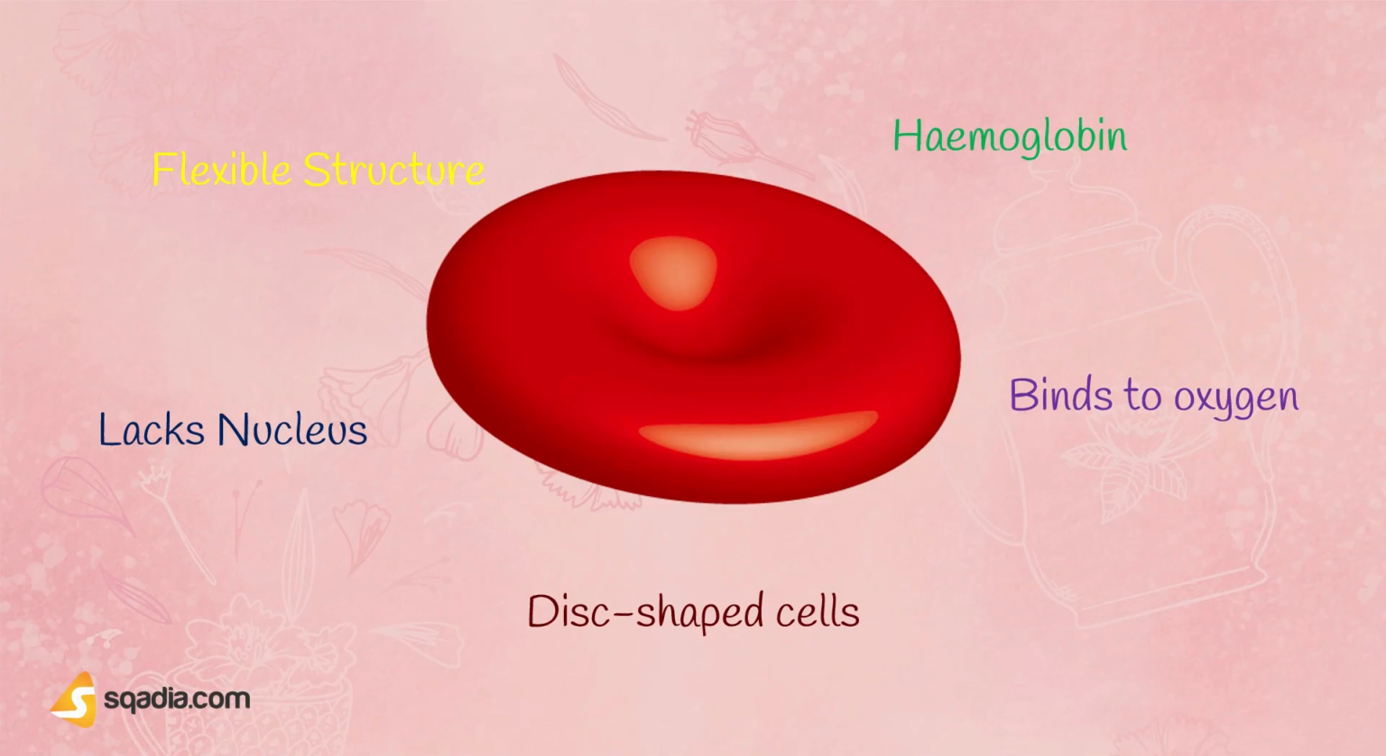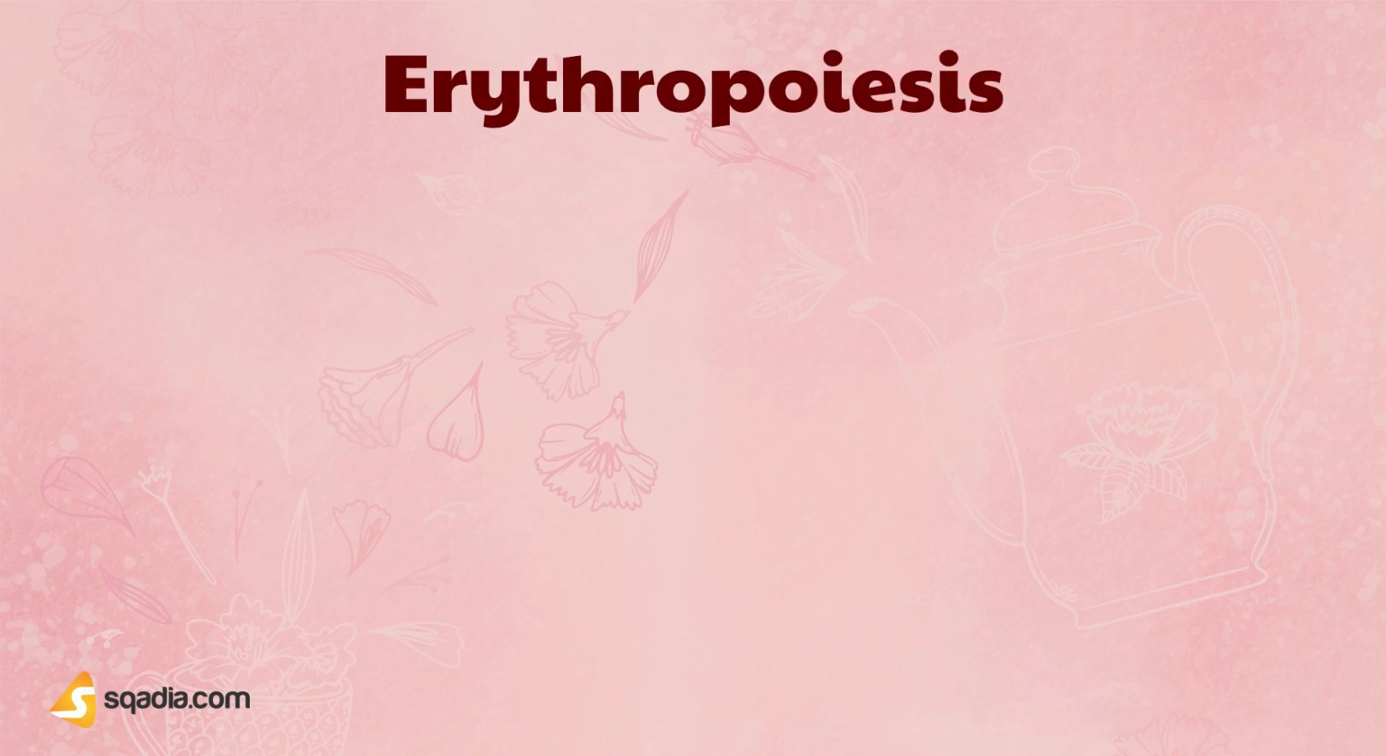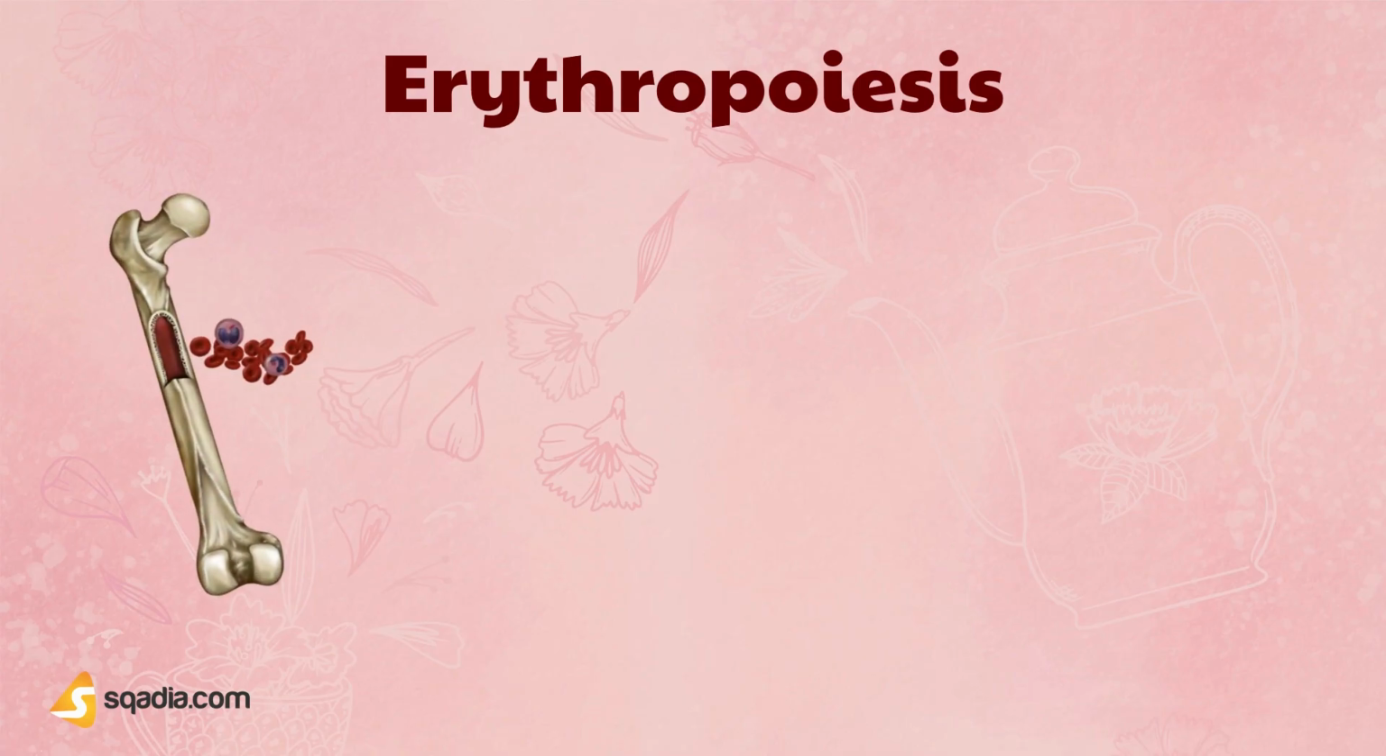Erythrocytes, or red blood cells, are produced through a process called erythropoiesis, which takes place primarily in the bone marrow. Here is a simplified step-by-step explanation of how erythrocytes are made.